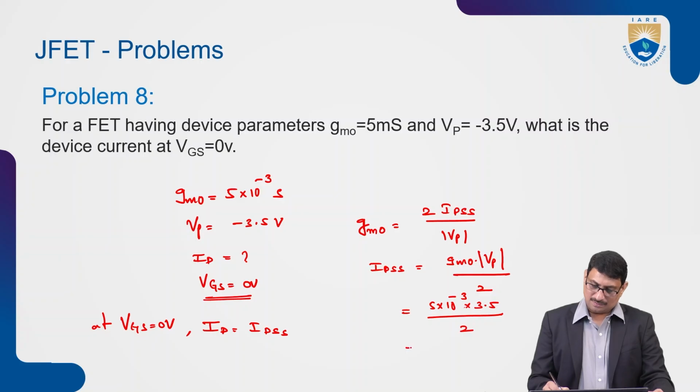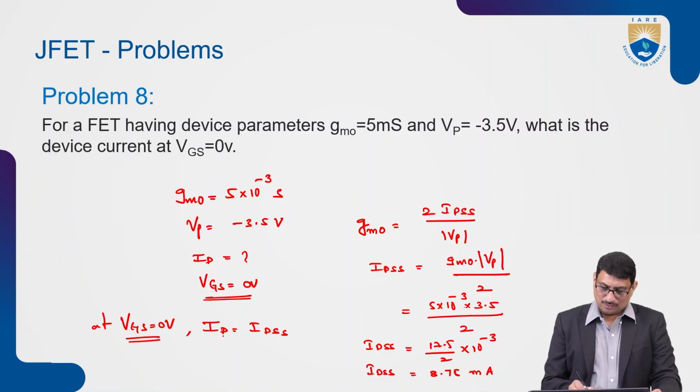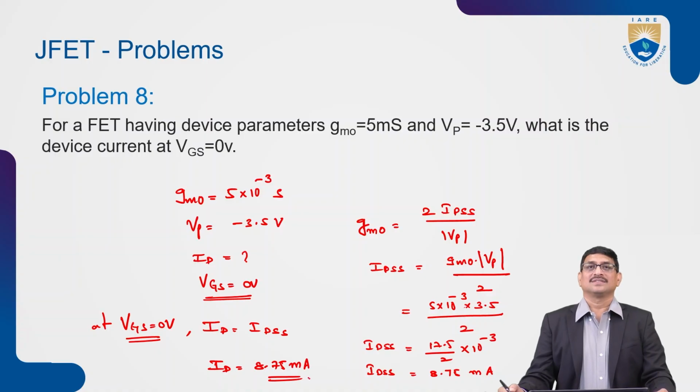Using this expression, 5 into 3.5 is 17.5, divided by 2, into 10 power minus 3. So it is 17.5 divided by 2, which is 8.75 milliamperes. This is the value of IDSS, where at VGS equal to 0 volts, ID equal to IDSS. Therefore, the drain current ID equal to 8.75 milliamperes.